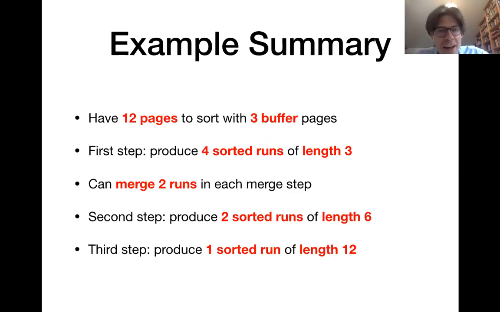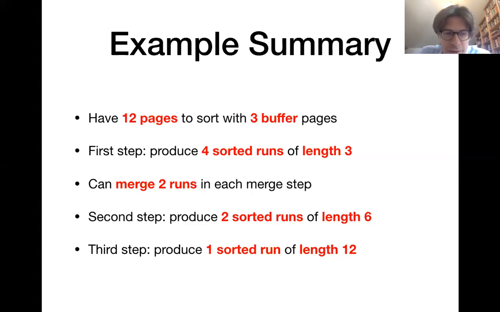So as a summary, we have 12 pages that we need to sort, and we have 3 buffer pages. The first step produces 4 sorted ones of length 3, and then I can merge together 2 ones in each of those merge steps. So the second step, which I have shown you, at least the beginning of it, takes 2 sorted ones of length 3 and produces 1 sorted one of length 6.